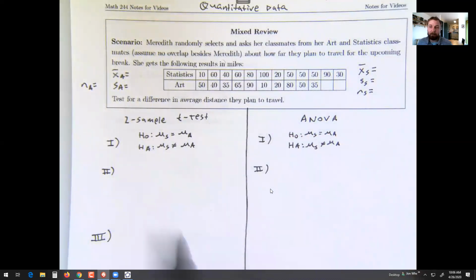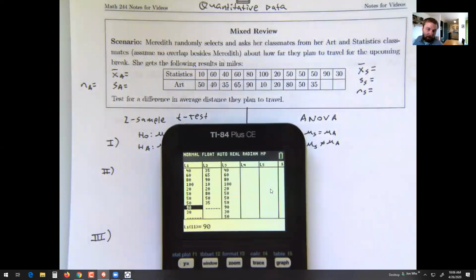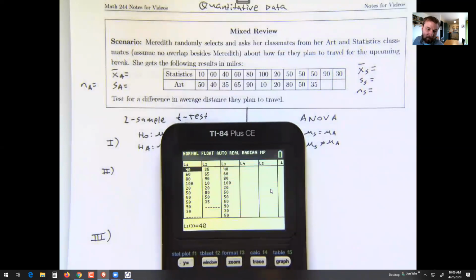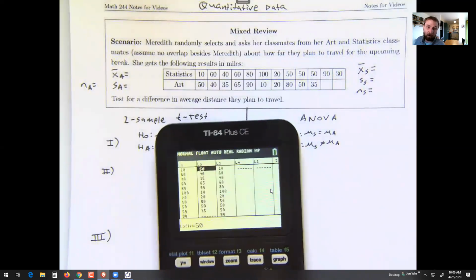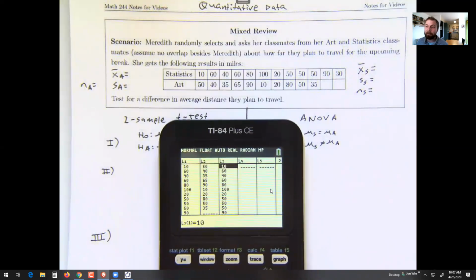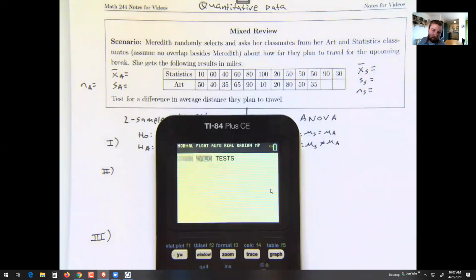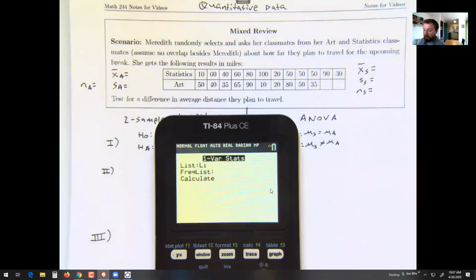I'm going to do just a tiny bit of prep work to see what's going on. In my calculator, I've cheated a little bit. I've gone ahead and typed all of my statistics data in list 1. In list 2, I've typed in art. And in list 3, I typed in all of the values, like one massive list. So if I do stat, calculate, and 1-Var Stats, and I have a video up that shows you how to calculate 1-Var Stats for lists.